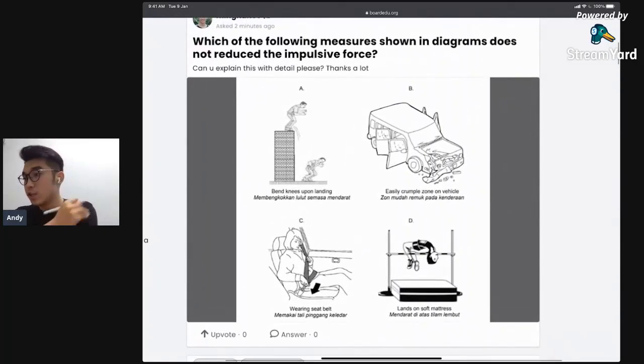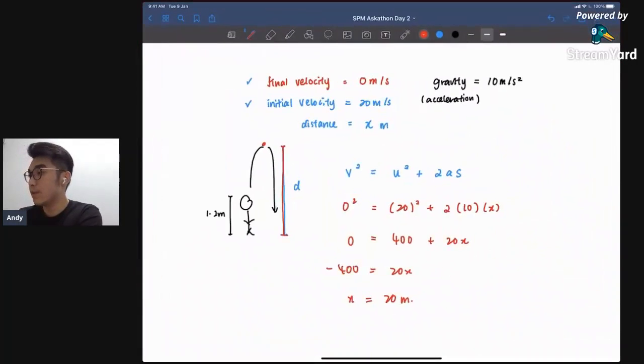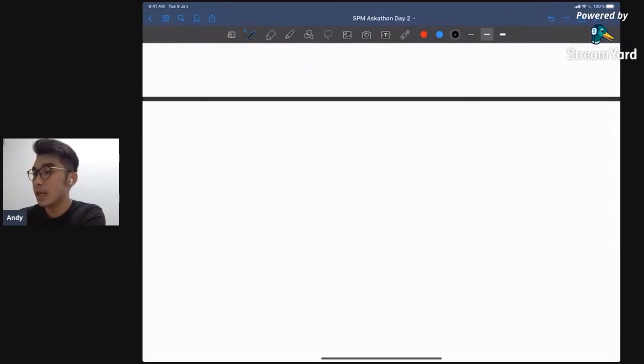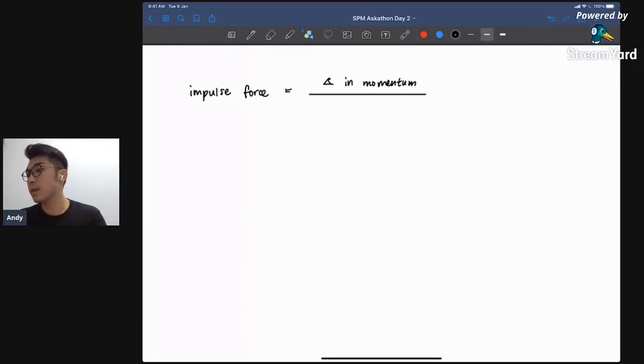Which of the following measures shown in the diagrams does not reduce the impulsive force? Impulsive force goes by this formula: impulsive force is basically change in momentum over time. So this is impulsive force.